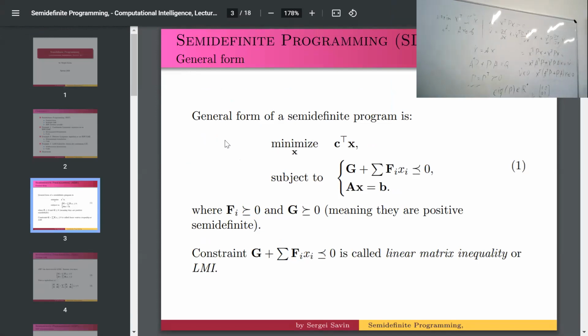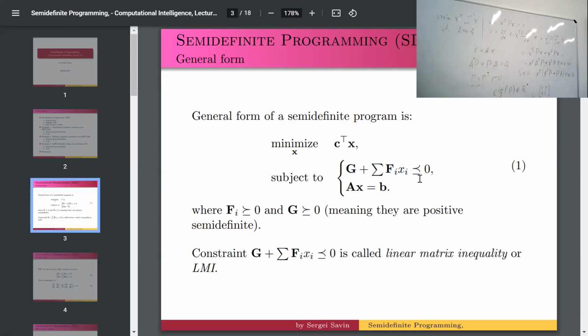A semi-definite program in general is written as such: linear cost. Don't be fooled by the fact that it's linear. Obviously, you can make quadratic costs by just introducing quadratic stuff. All right, subject to linear inequalities and semi-definite inequalities. What are those inequalities?